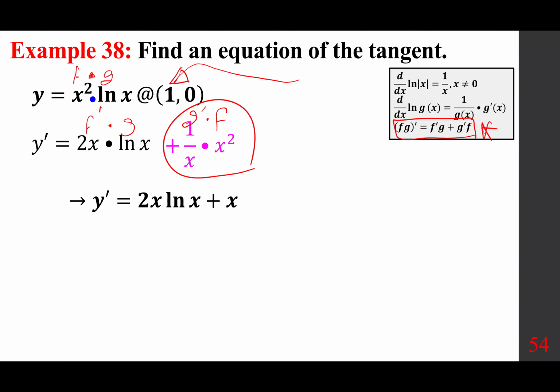Now, if I plug in, that means if I replace the x with 1, that becomes the slope. M is y prime of 1. So 2 times 1 times ln 1 plus 1. And as you know, ln 1 is 0, so the answer is 1.